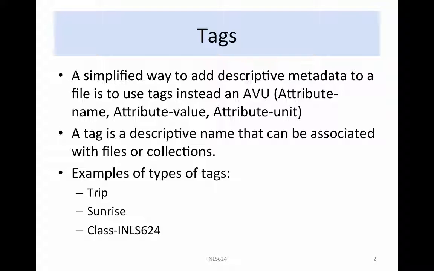A simplified way to add descriptive metadata to a file is to use tags instead of an AVU: attribute name, attribute value, attribute unit. The restriction is that a separate tag name must be created for each type of event or category. If AVU metadata were used instead, a single attribute name could be defined, such as trip, and the value could be the date of the trip.